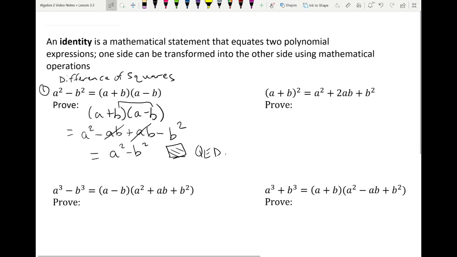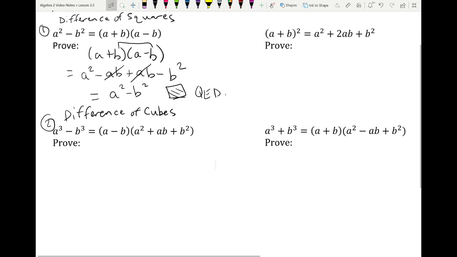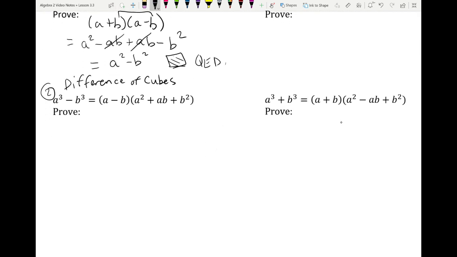All right, so now let's look at the second identity, the one on the bottom. This is the difference of cubes identity. So instead of difference of squares, we're looking at difference of cubes. So how do we go about proving that? Well, we're going to do the same thing as we did in difference of squares. We're going to be distributing on the right hand side. So we're going to multiply a minus b with a squared plus ab plus b squared.